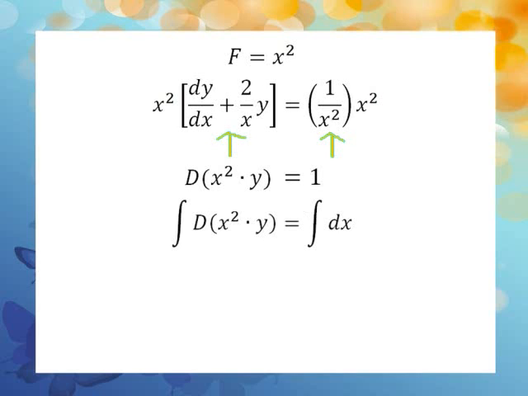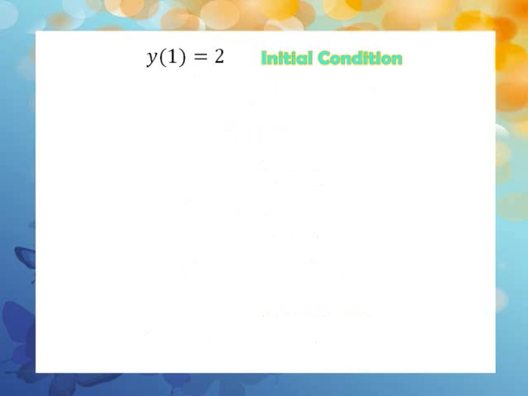Now we integrate both sides. The integral of the derivative of x squared y is just equal to x squared y, while the integral of dx is x plus some constant c. Since we are given an initial condition that when x is equal to 1, y equal to 2, we substitute these values to this equation to get the value for constant c.